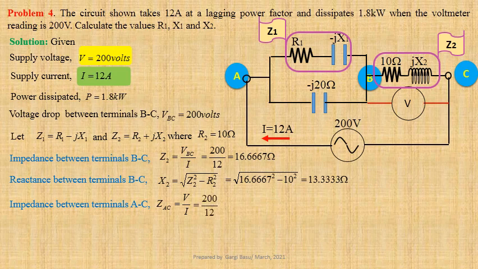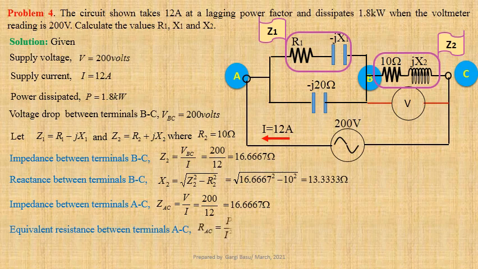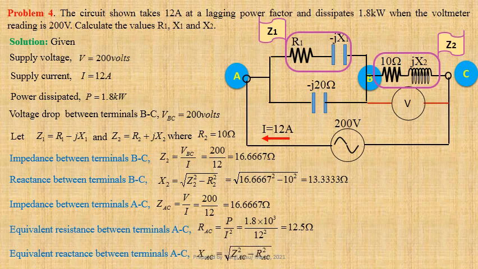Expression for impedance between terminals A and C, ZAC equals V by I, that is 200 divided by 12, that gives us 16.6667 ohm. Now we shall determine equivalent resistance between terminals A and C. RAC equals P by I square. Using values we get 1.8 into 10 to the power 3 divided by 12 square, that gives us 12.5 ohm.